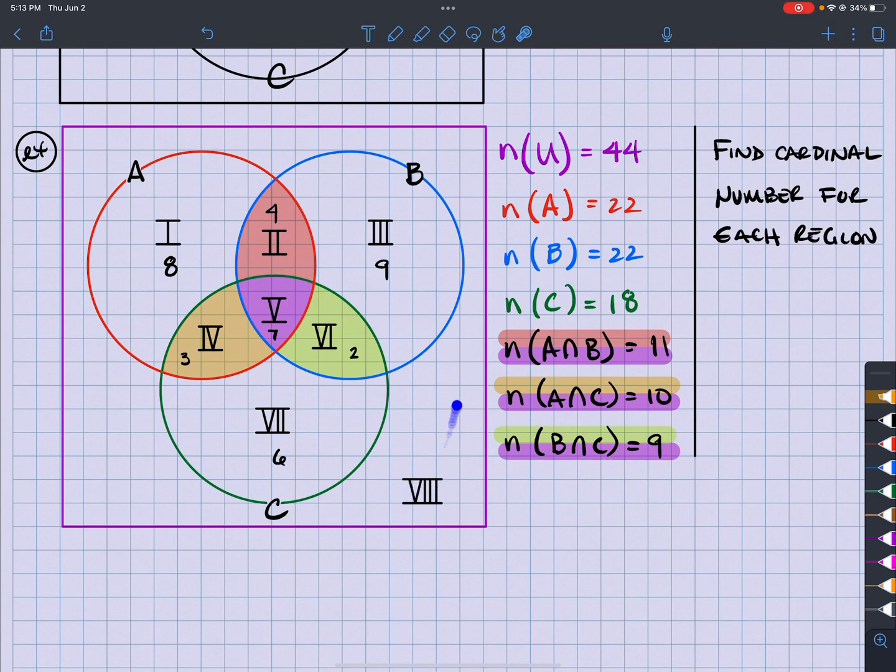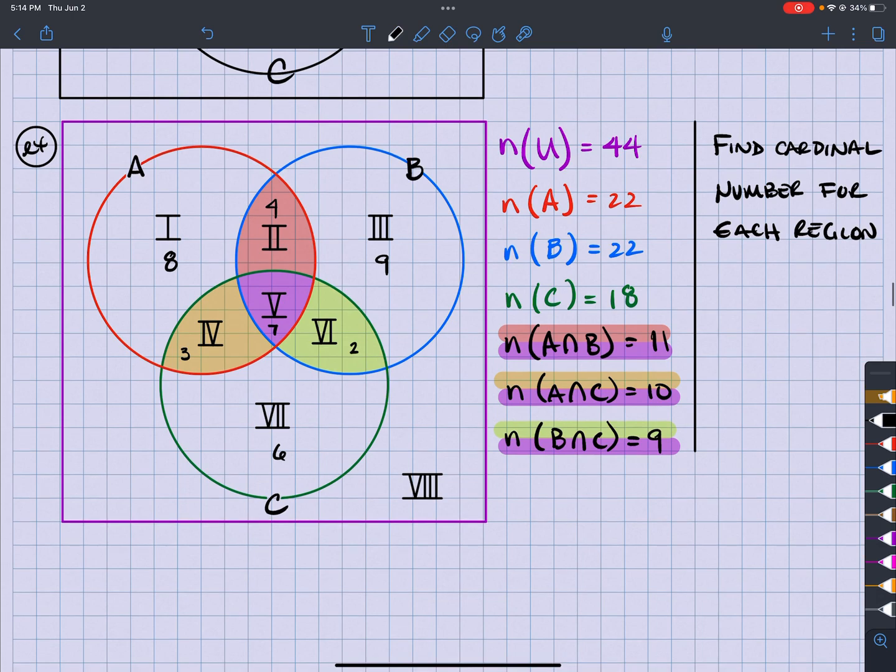What is left over out here in those regions, right? So you would take away the 8, take away the 4, take away the 9, take away the 2, take away the 7, take away the 3, take away the 6, and whatever's left over is what you have left, which is going to be 5. All right, so there we go for that example.